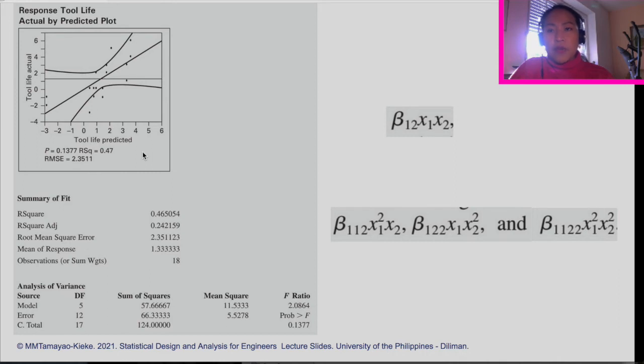Now, part of the reason for this is that only one of the 4 degrees of freedom for the interaction was present. Only one interaction term was included in the second order model. The other interaction terms include the following: beta 112 x1 squared x2, beta 122 x1 x2 squared, and then beta 1122 x1 squared x2 squared.